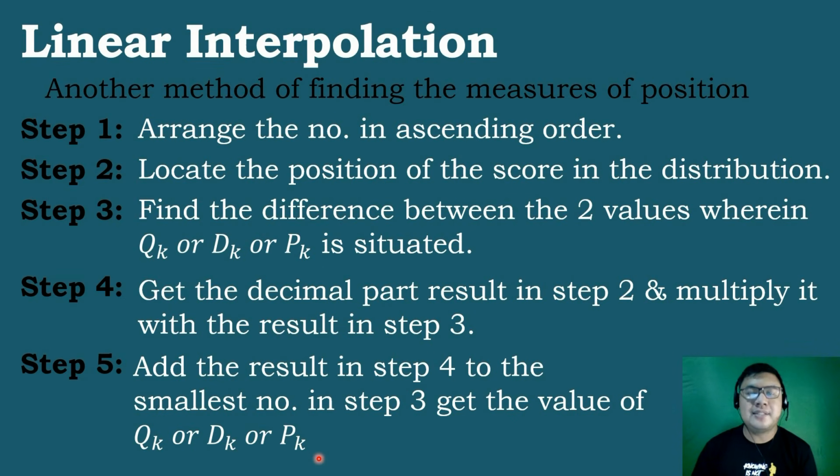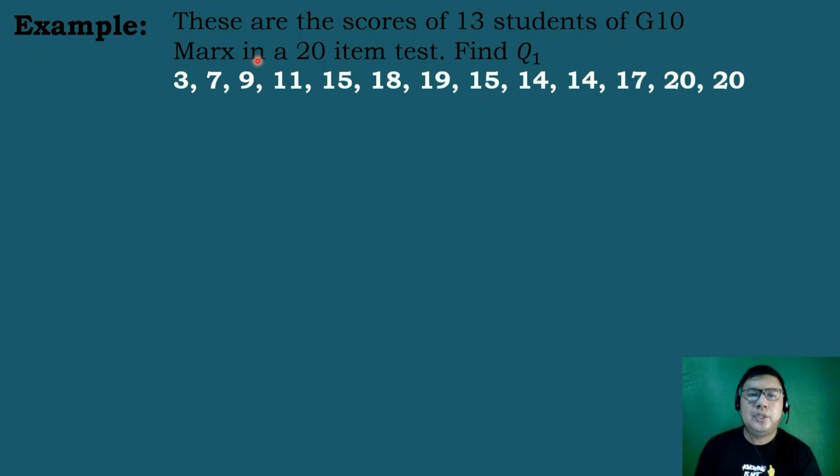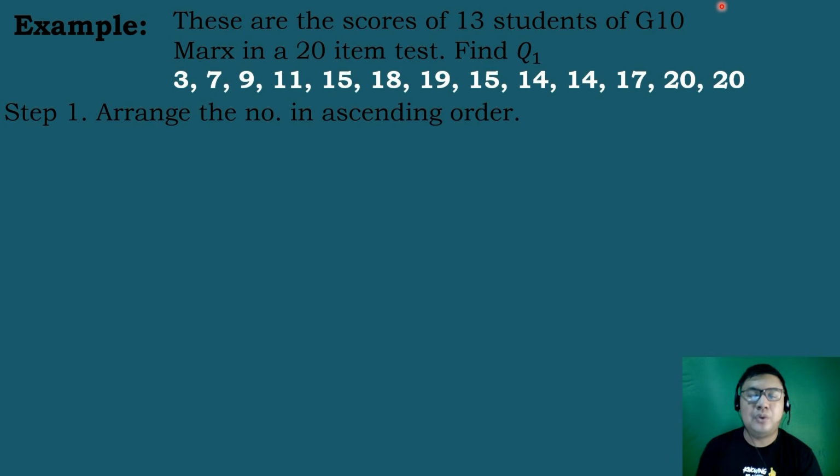Let's apply these steps with an example for you to be able to understand it. Let's now have our first example. These are the scores of 13 students of G10 in a 20-item test. Let's try to solve for the value of quartile 1. These are the scores of the 13 students who took the exam. The first step is to arrange these numbers in ascending order, from the lowest number up to the highest number.